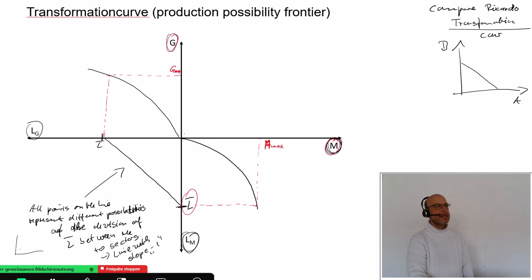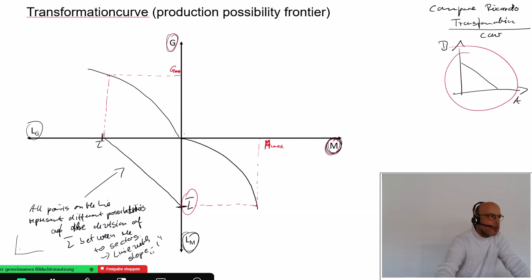So, and now what's the interesting part? How do these possible output combinations look like in between? And this is now a difference to the Ricardo model. Since we now have not any more linear production functions, but these right-banded, positive, but decreasing marginal product, neoclassical production functions, it is not a linear line anymore. How does it look like?